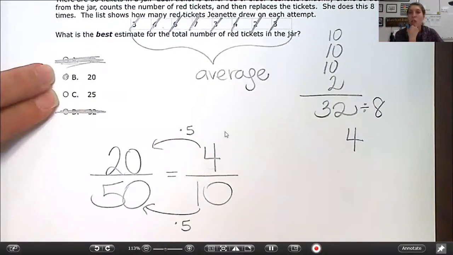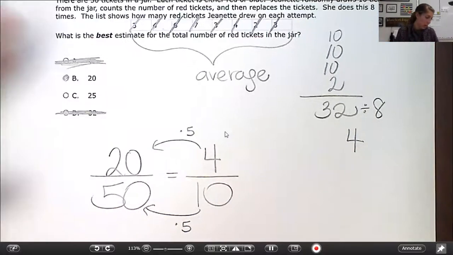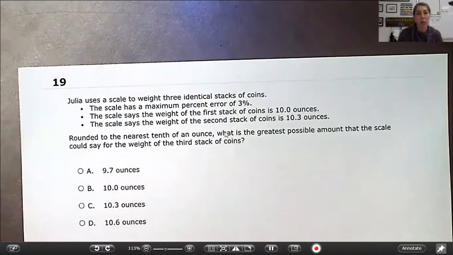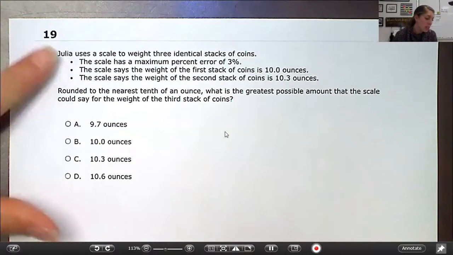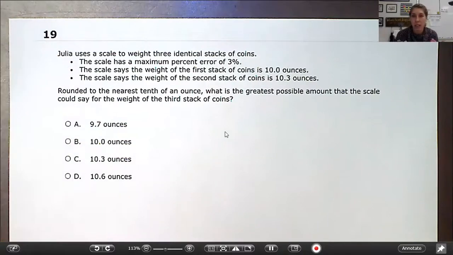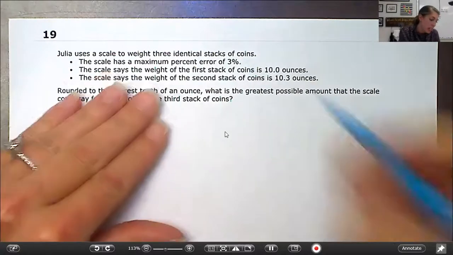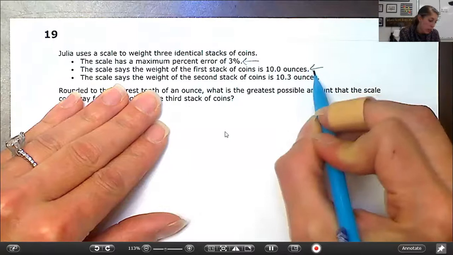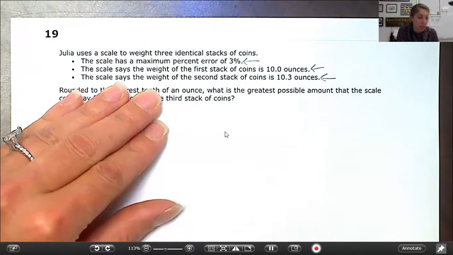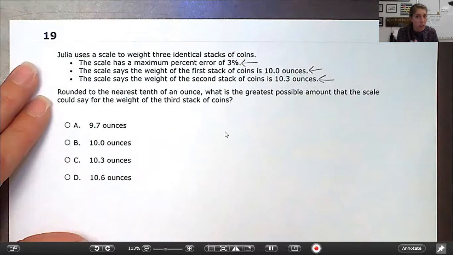These were definitely the 2 they wanted you to tug of war with, okay? Last but not least is a percent change question. So we have studied this year, but this question, I know it throws kids, or it has in the past when I've done this, just because of the wordiness, right? It's the words, not the math. So Julia uses a scale. She weighs 3 stacks of identical coins. It tells me there's a max percent error of 3%. It tells me what the first and second stack weighs. Now, if they're identical, I have to keep that in mind.